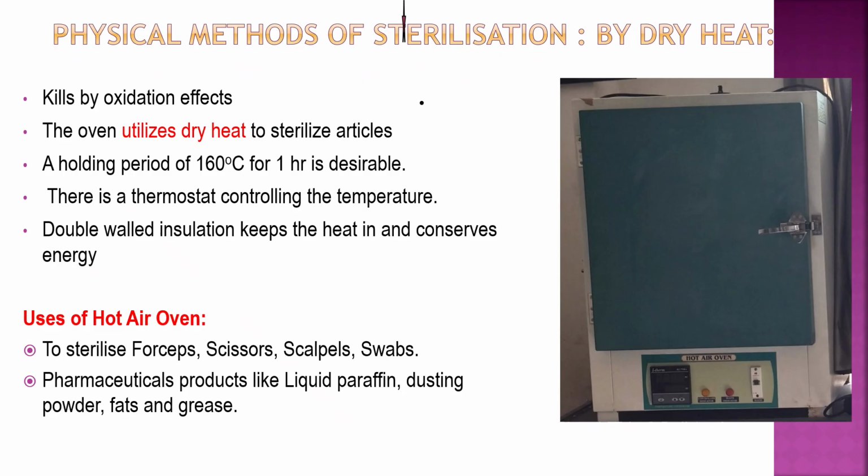So in physical method of sterilization by dry heat, the next example is the hot air oven. In that, microorganisms are killed by oxidation effects. The oven utilizes dry heat to sterilize articles, and the holding period is 1 hour. The holding temperature is 160 degrees Celsius. There is a thermostat controlling the temperature, and it has double walled insulation, so that keeps the heat in and conserves the energy.